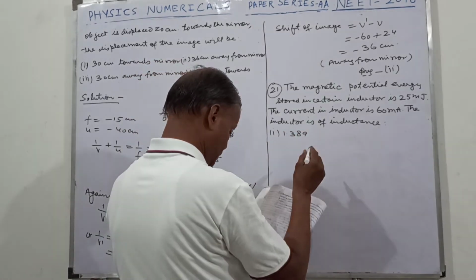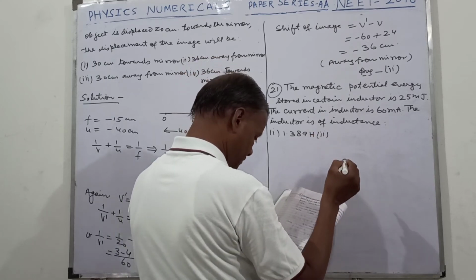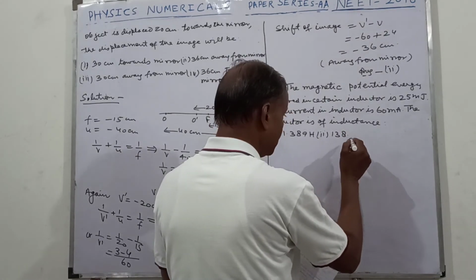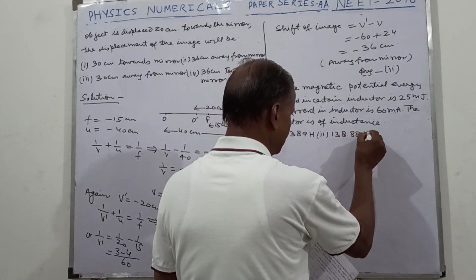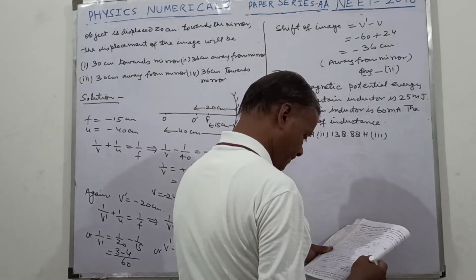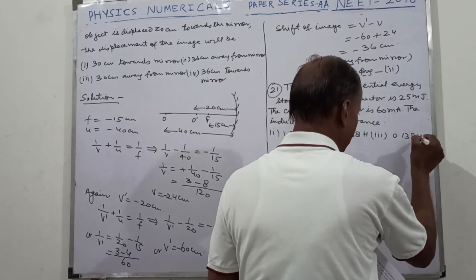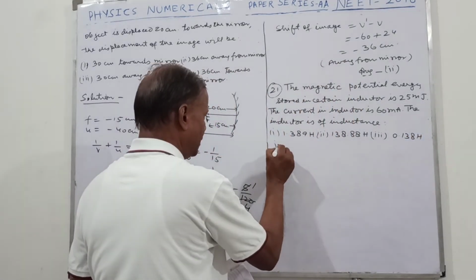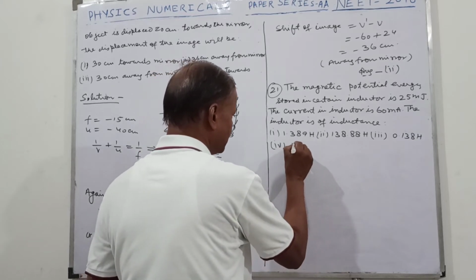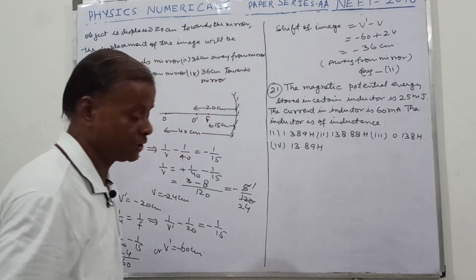First, your options are 1.389 Henry. Second, 138.88 Henry. Third is 0.138 Henry. And fourth is 13.89 Henry. This is given to you.